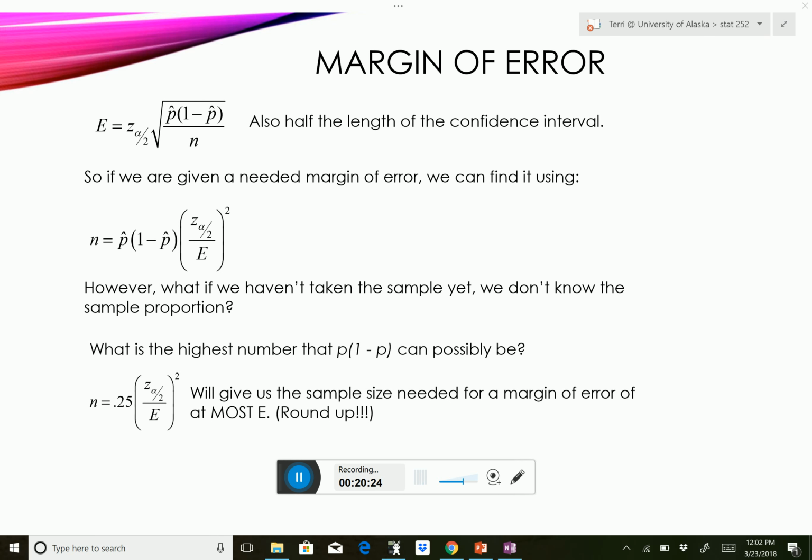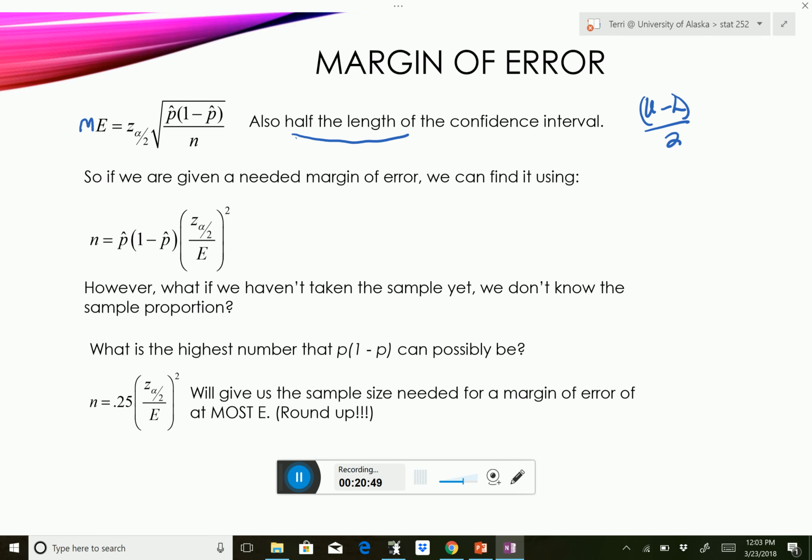So, remember, margin of error, I like to call that ME, is Z times the square root of P hat, 1 minus P hat, over N. And so it's also half the length of your confidence interval. Remember, you can take your upper bound minus your lower bound, then divide by 2. So you can actually find your margin of error that way.